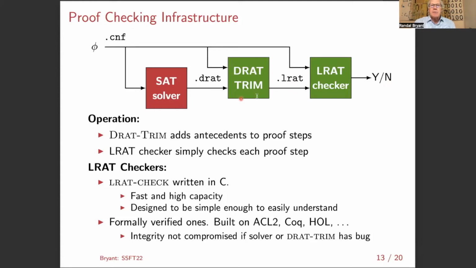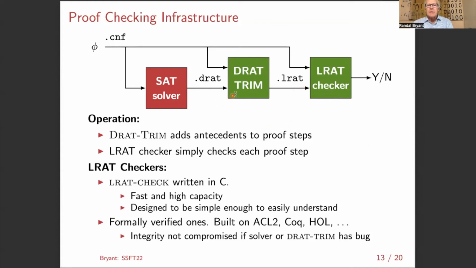So you can think of DRAT trim's job as taking a sort of skeleton of a proof and solidifying it into a real proof with antecedents. And then the job of the LRAT checker is just to make sure that each of those rules is obeyed. The standard DRAT trim is written in C, and it may or may not have bugs in it. It probably does have bugs in it. So it's not a trustworthy tool, nor is the SAT solver a trustworthy tool, as I've said. But if we can trust the LRAT checker, then that's good enough.